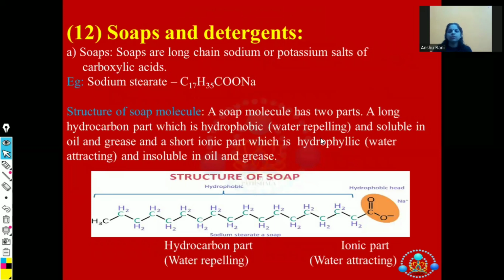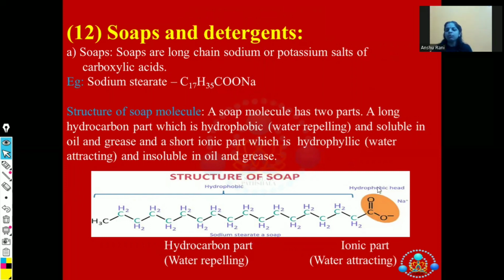Then the last topic of the chapter is soaps and detergents. Soaps are sodium or potassium salts of long chain fatty acids of carboxylic acid. We are having here sodium stearate, C17H35COONa. This is the structure. We are having this hydrocarbon chain. This is the tail and this is the polar head.